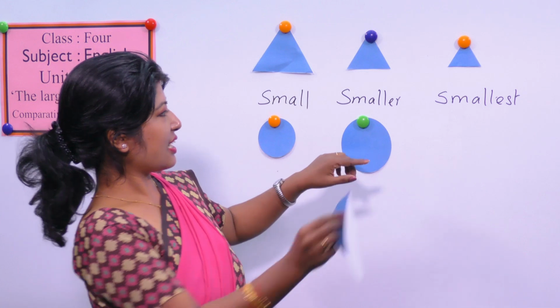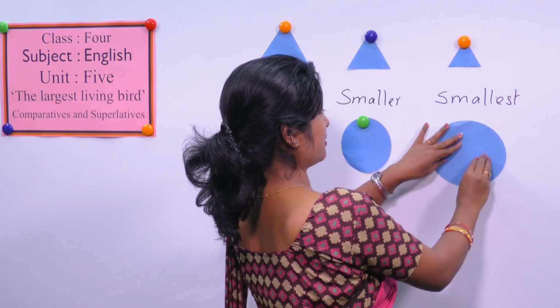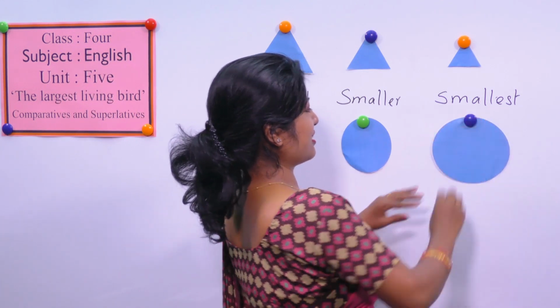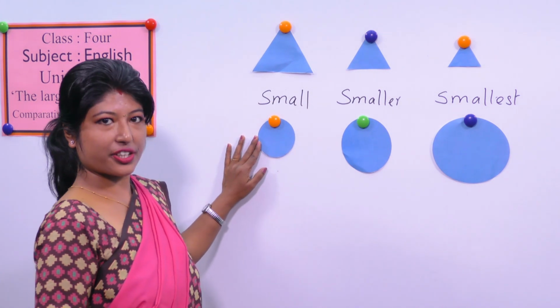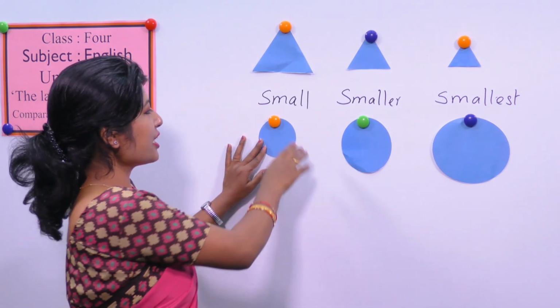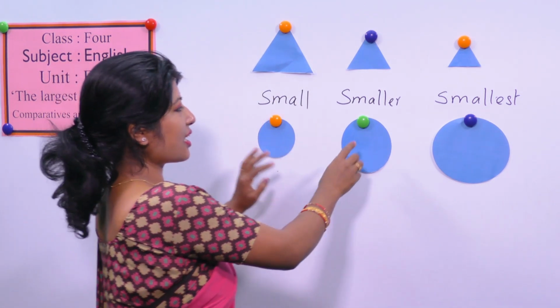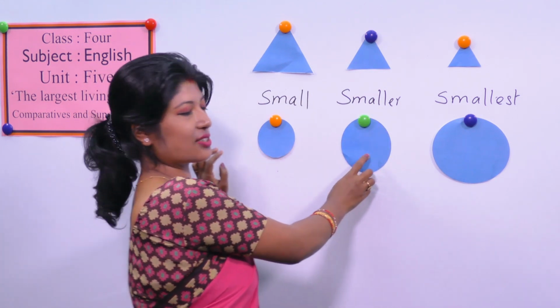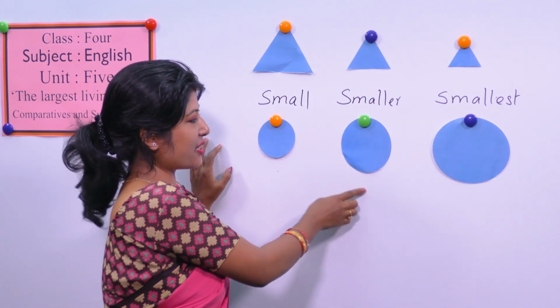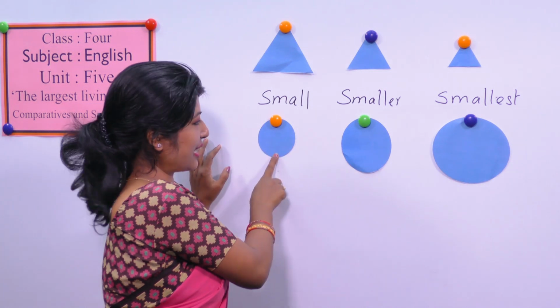This one and this one. Circle, right? So I have 3 circles over here. If I call it big, then what is the size of this one? Compare it. Then this one.